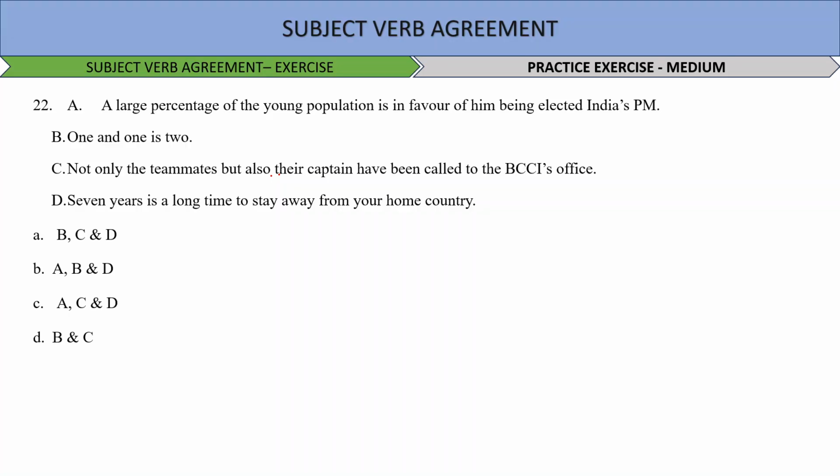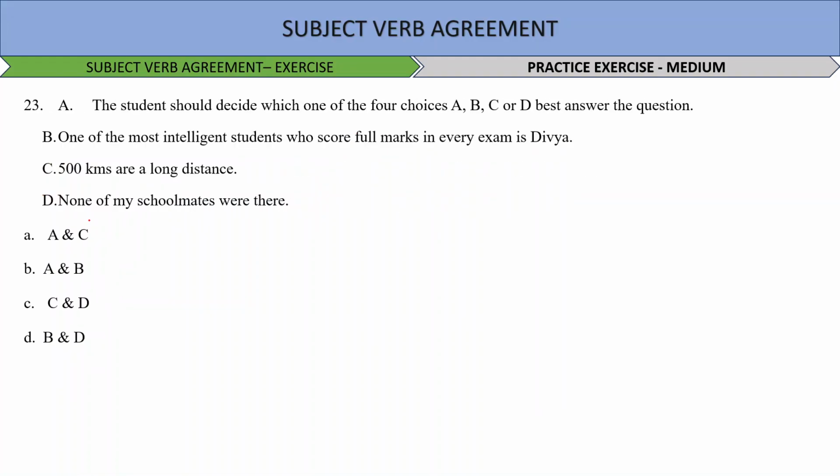According to this, okay, I think 7 years is appropriate here, sorry. Okay, the correct answer would be 7 years is a long time to stay. So here the correct answer is D as well. So A, B and D is correct, and that's in option number B. Okay, next question.